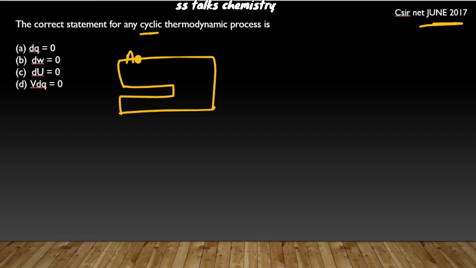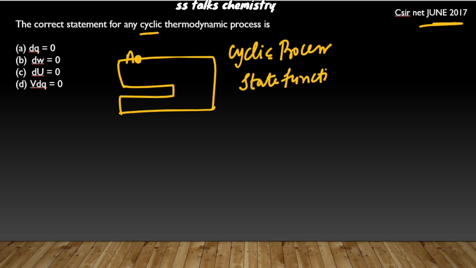For the cyclic processes, if we have state functions that depend only on the initial and the final state of the system, their delta, like delta U, delta G, delta H, all these terms are equal to zero only.